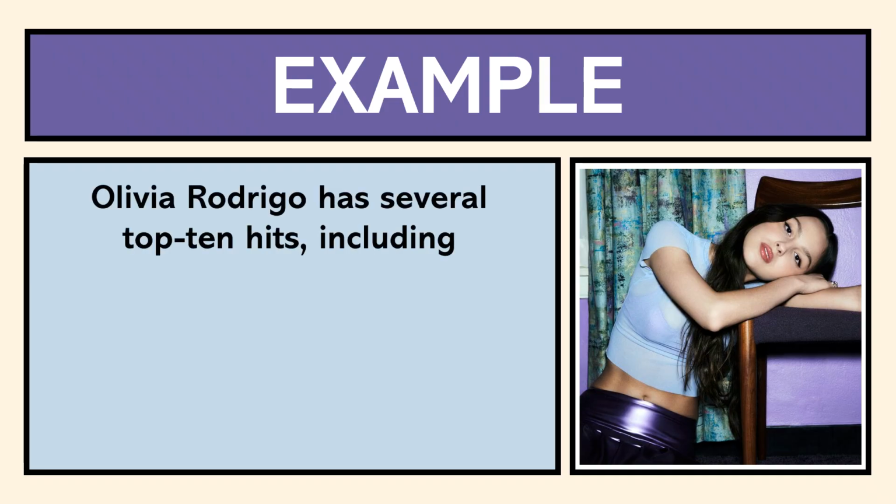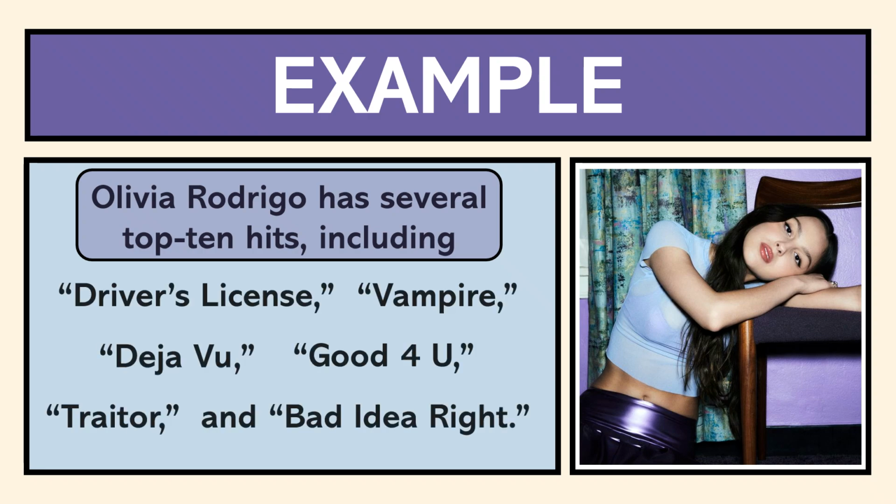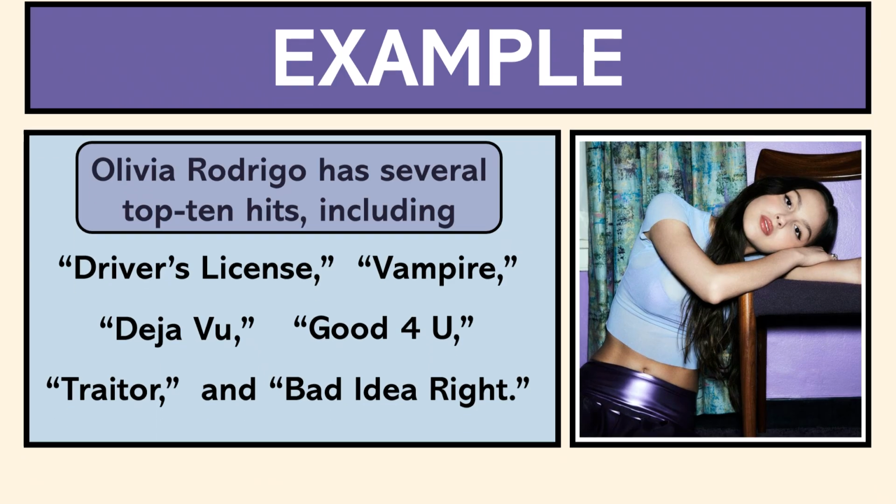Let us invert the sentence so that we can see how it improves readability. Olivia Rodrigo has several top 10 hits, including... Now, this is our basket. This is the context. As the reader goes through and reads each of the songs that follow, they know how to organize them. We have driver's license, vampire, deja vu. The reader knows as they're going through the list now that each are examples of top 10 hits by Olivia Rodrigo. It's much easier to process the information.